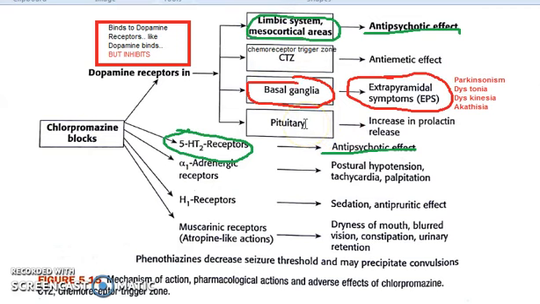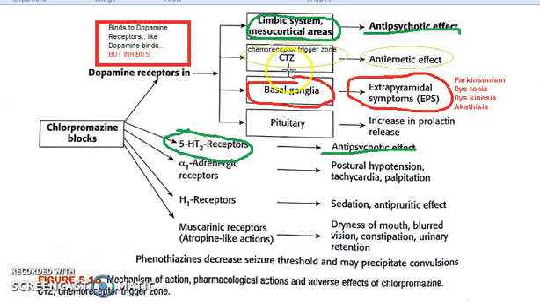Let us look at the other thing it is doing on the brain. This is the chemoreceptor trigger zone. On the chemoreceptor trigger zone, it acts to give an antiemetic effect, which is a good thing. You won't vomit.